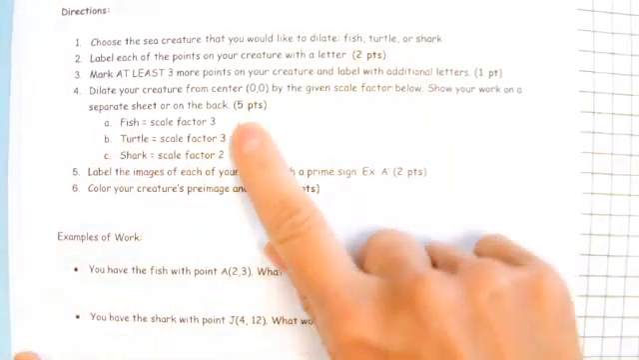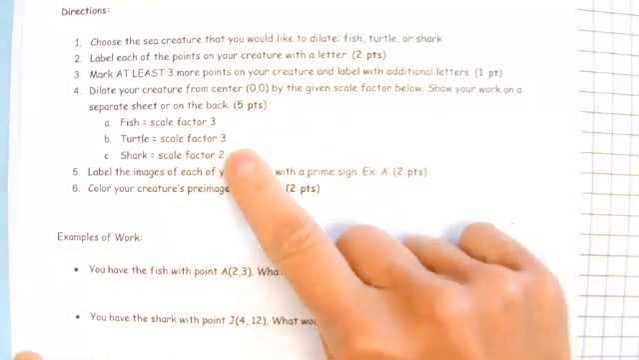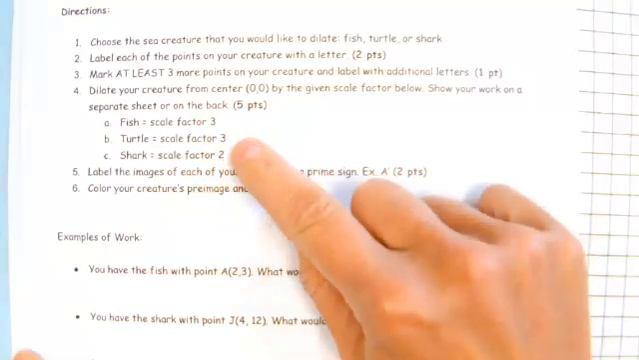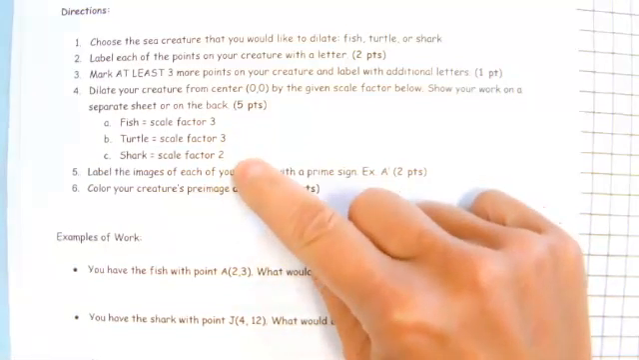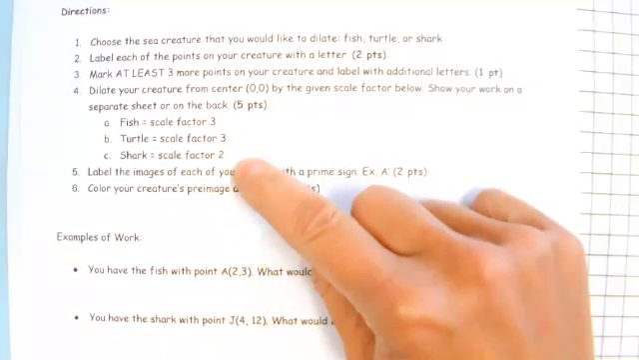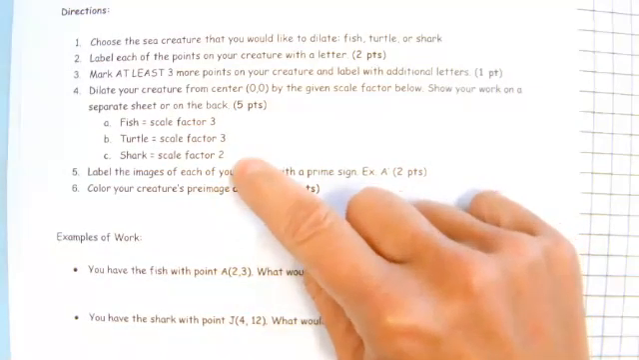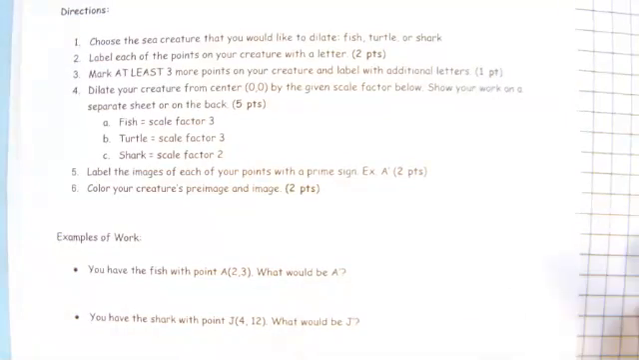Depending on what you choose, here are your scale factors listed here. Fish and turtle are both a scale factor of 3, so you're going to make them 3 times bigger. And a shark is a scale factor of 2, so that he fits, he's only going to be 2 times bigger. For example, let's say you choose the fish. I'm going to use him as my example.